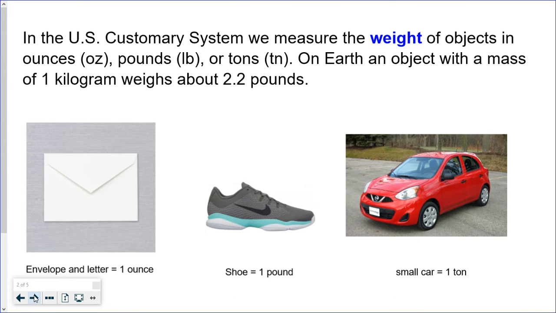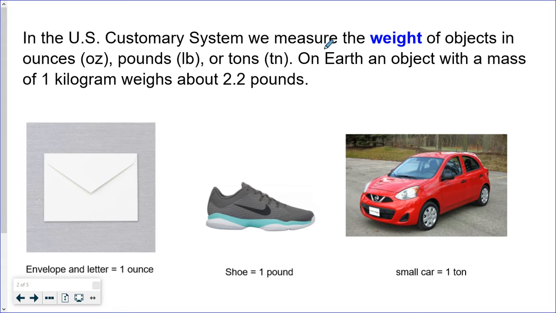Now, in the United States, we use something called the customary system of measuring weight. The weights of objects usually are found in 3 different units. There's going to be ounces, and the abbreviation for ounces is oz. They are also given in pounds, and the abbreviation for pounds would be lb. Or they also give it in tons. The abbreviation for tons would be tn.